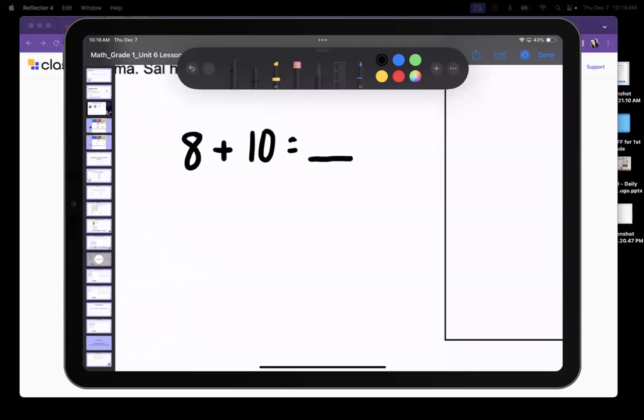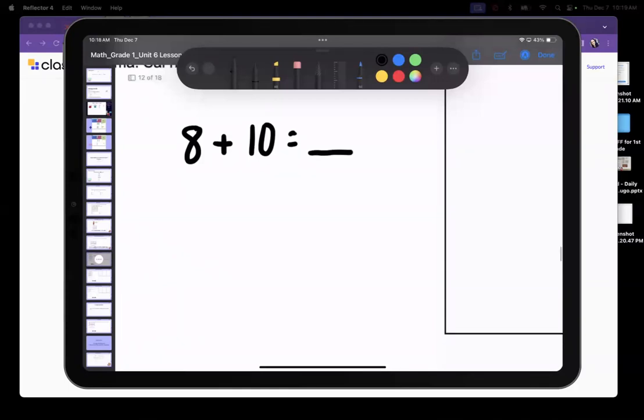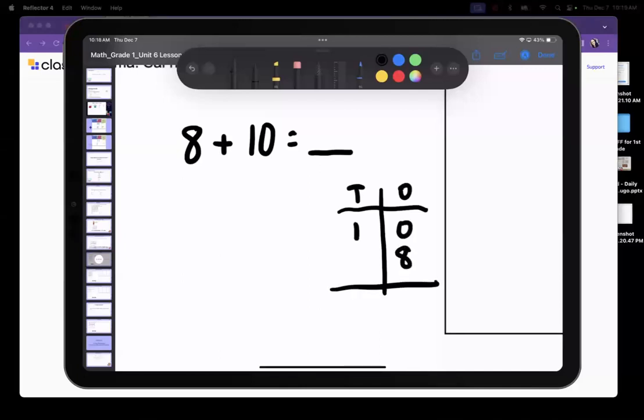Good job, Kalia. And keep in mind, you can always do it like our 10s and 1s. So if we have our 10s in one spot and you want to add this way, because it's easier to see, you can do it that way too, as a reminder.